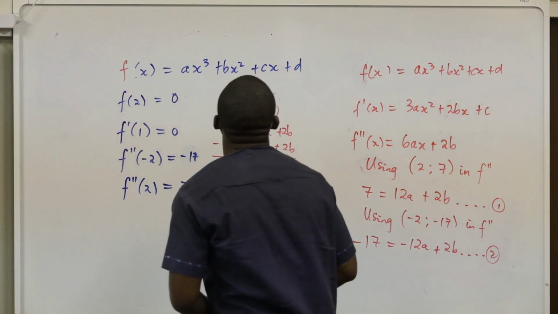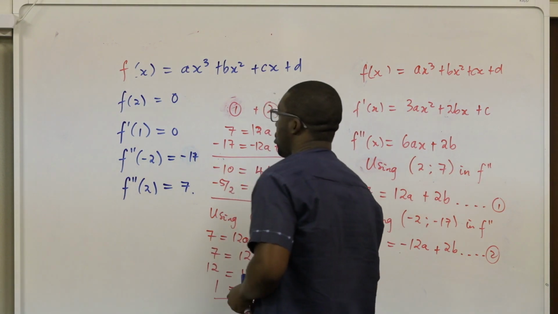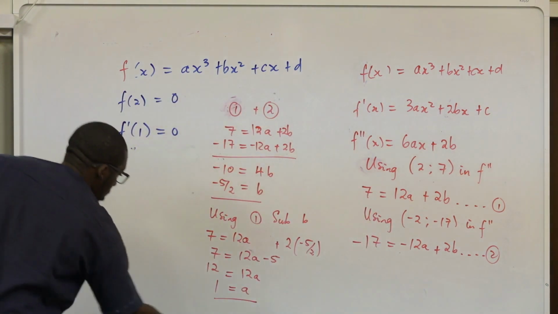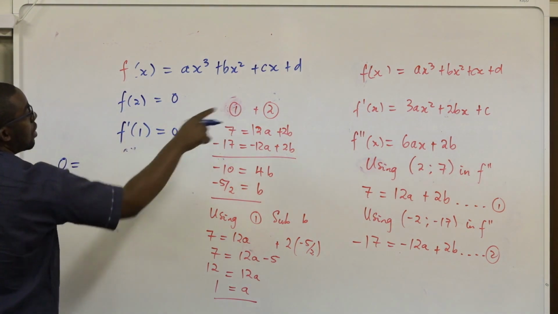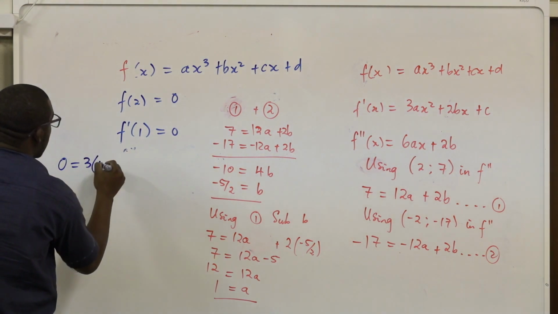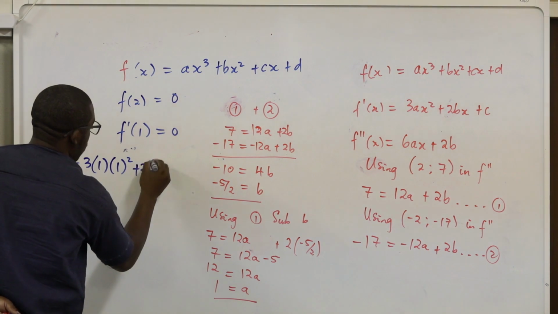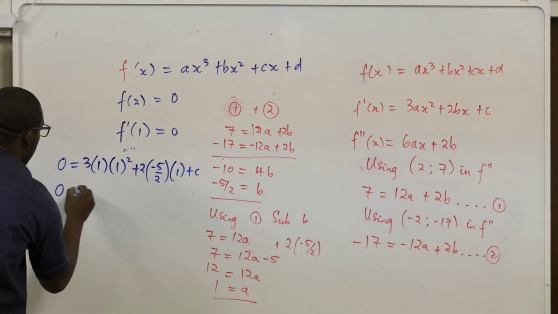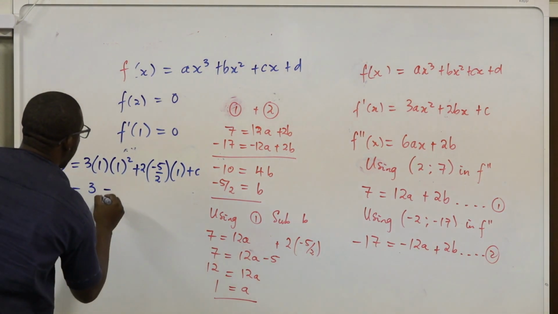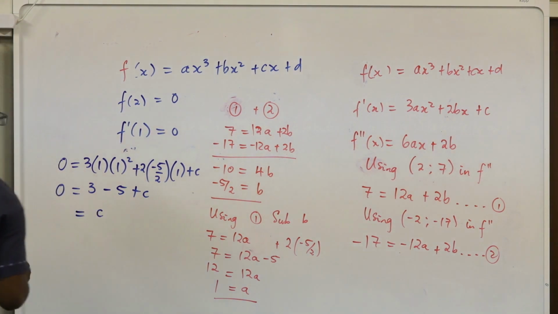Next up, I need to use f prime. I know b and a, so I'll be able to get c. I'm going to erase this to make space. That implies 0, because f prime is equal to 0. This will give me 3, I know a is 1, x squared, x at that point is 1, so 1 squared, plus 2 times b, which is minus 5 over 2, multiplied by x, which is still 1, plus c. 0 is equal to 3 minus 5 plus c. I make c the subject. C is just going to be 2. I now know a, b, and c.